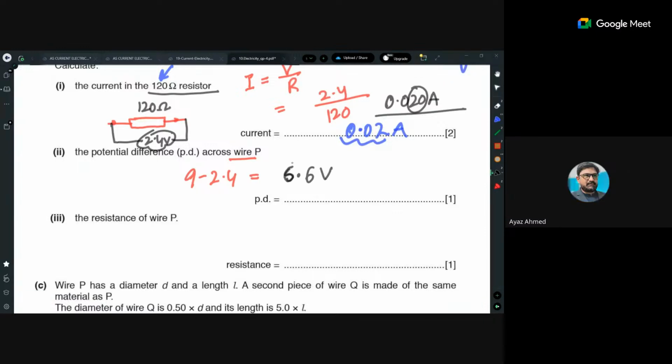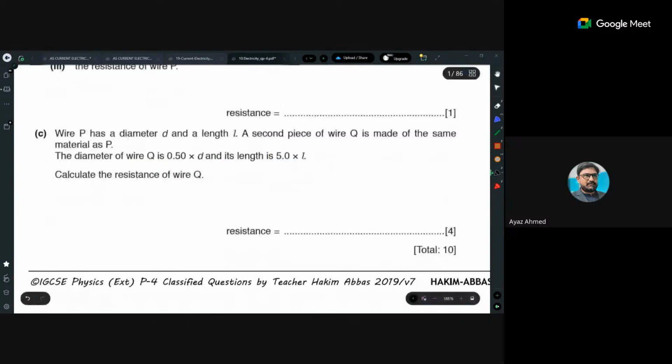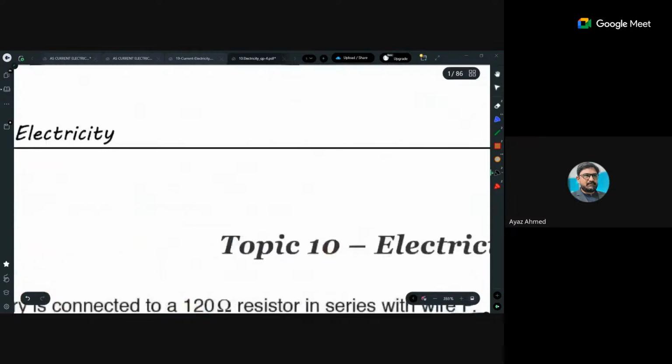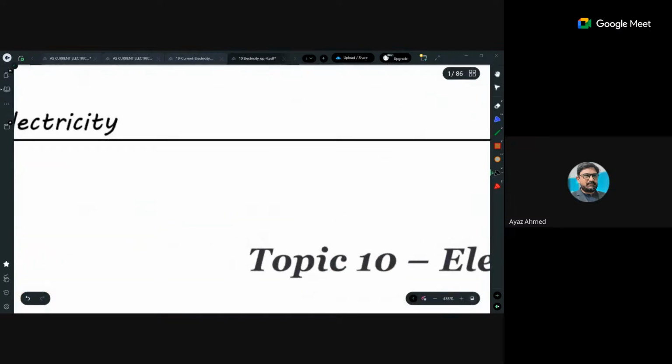6.6 volt. Is this all clear to everyone? Not really. Okay, just go to the series circuits, and where is the space available? Okay, here is the space. I'm going to draw the circuit.